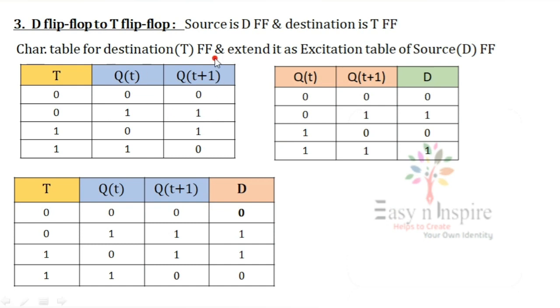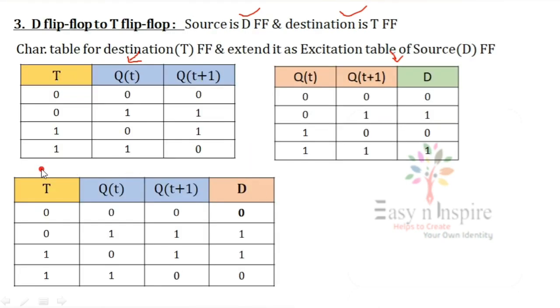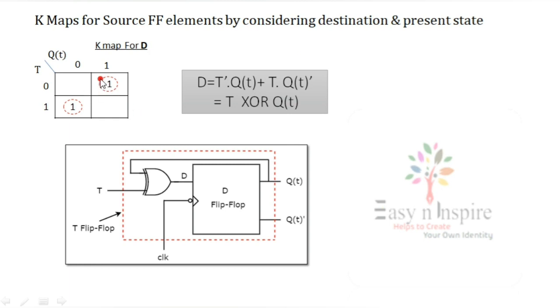See here, this is one more: D to T. So source is D, destination is T. For the destination, the characteristic table, and for the source, the excitation table. Combine these two. Next, from this one, consider these two values. So 1 and 1 here, only two. 0, 1, 1, 0. See? T into Q of t, T bar into Q of t, T into Q bar of t because it is 0. That is nothing but the XOR operation of T and Q of t. So D equals T XOR Q of t.